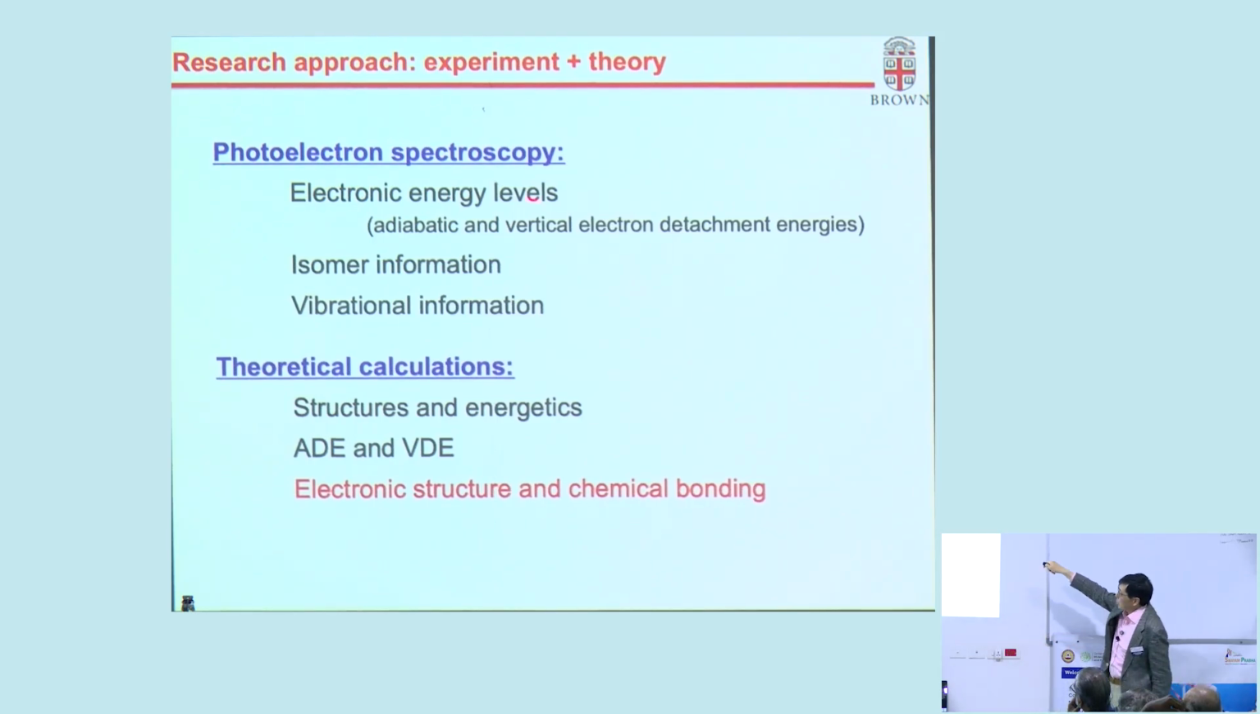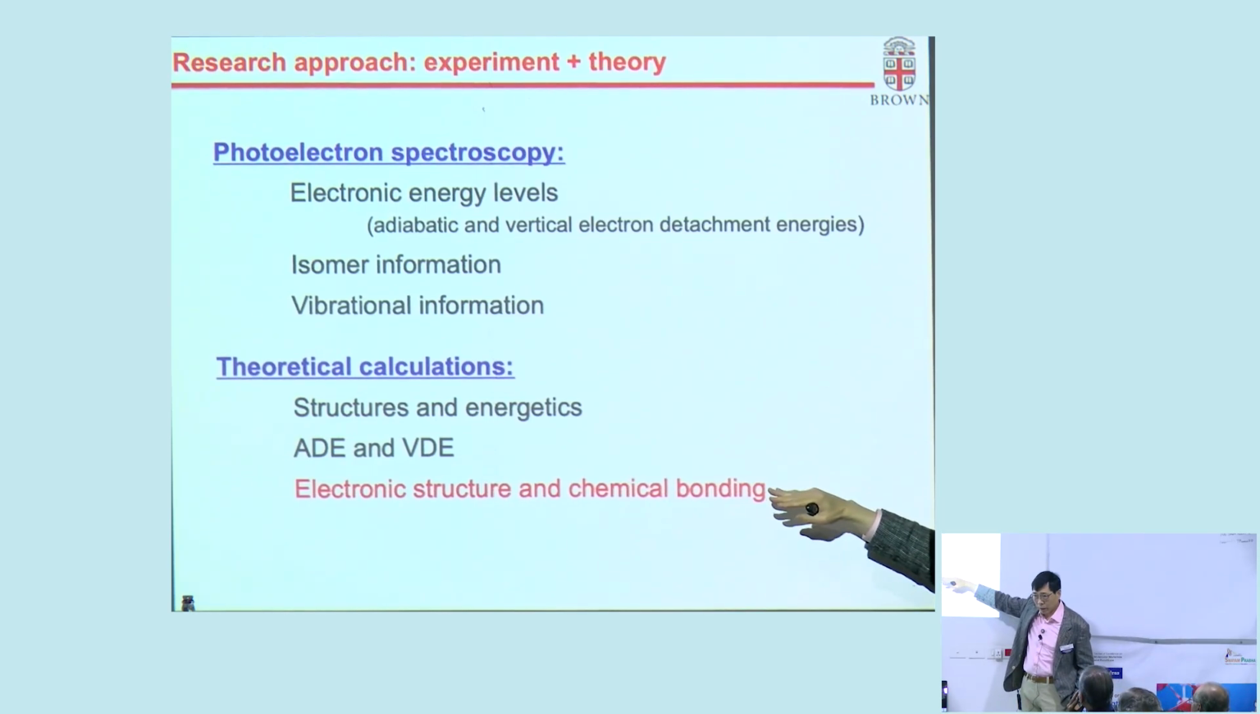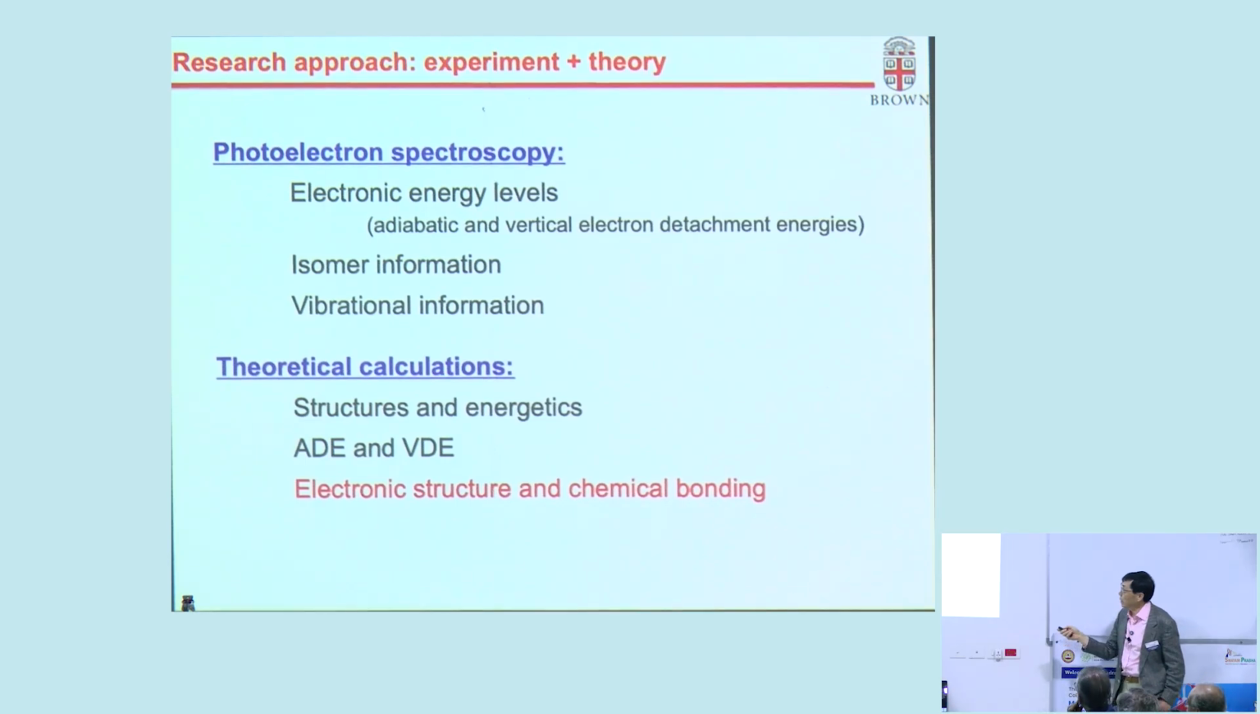So just to reiterate, we use a combined experimental plus theoretical approach. From the photoelectron spectroscopy, we measure the energy levels in terms of the electron binding energy. Sometimes we can get isomer information. Sometimes we can also get vibrational information. From the theory, we want to get the energetics and the structures, and we can compute the electron binding energy to compare with the experiment. And most importantly, we can analyze the chemical bonding and the electronic structure from theoretical calculations.